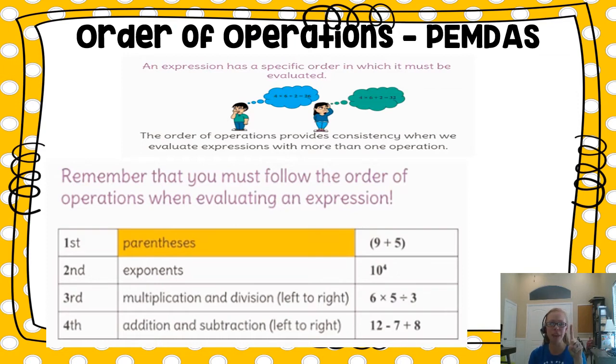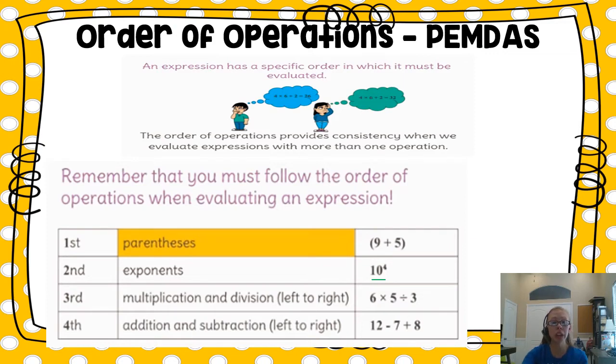The first step is always parentheses. Parentheses also include brackets, those straight lines with the top notch in at the bottom. Second step is exponents. Here's an example of an exponent. Step number three is multiplication and division. Now these go together, but we solve them in order from left to right.